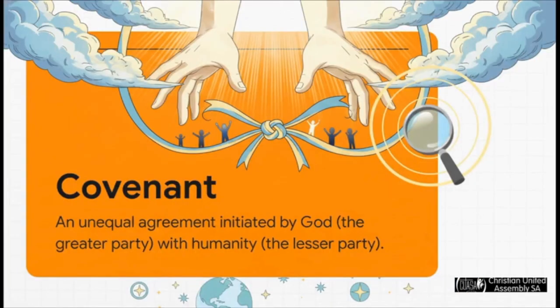Next is covenant. Think of it like a binding agreement. But, and this is a huge point in the source material, this is not a contract between equals. It's started by God, the greater party, with humanity as the lesser party. So it's a relationship built on divine initiative, not a negotiation.